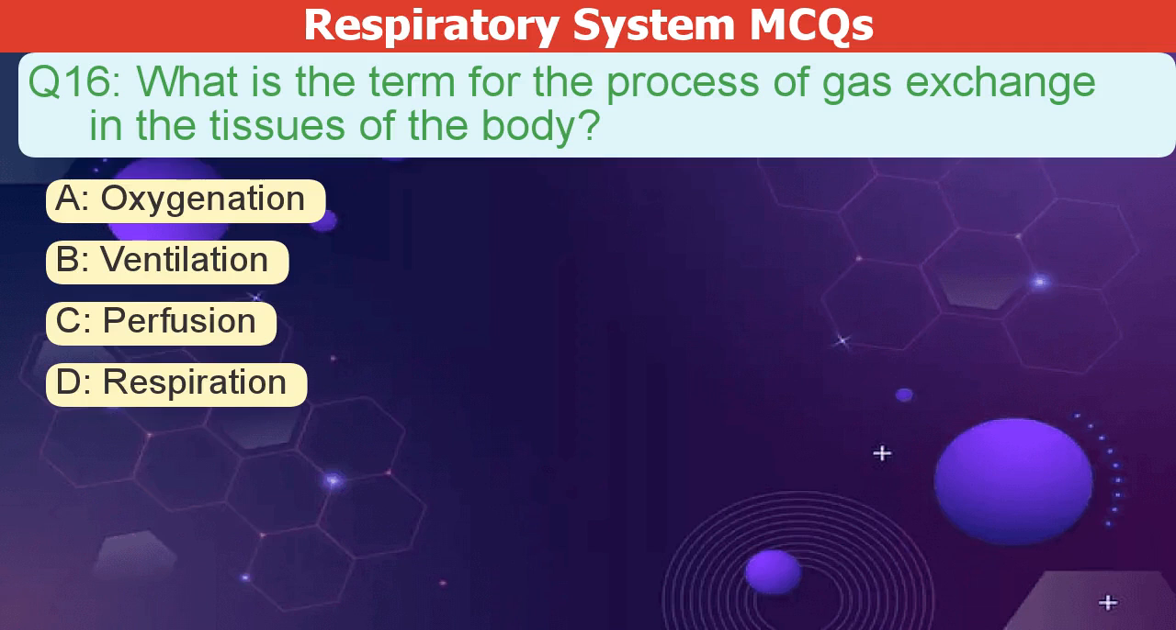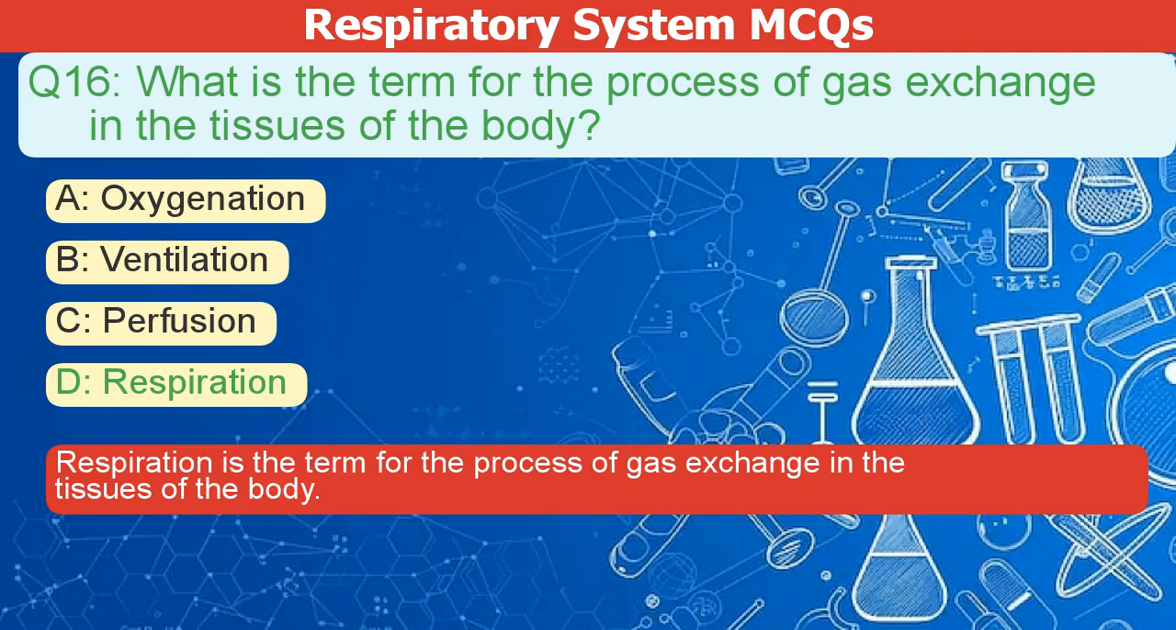What is the term for the process of gas exchange in the tissues of the body? A. Oxygenation. B. Ventilation. C. Perfusion. D. Respiration. The correct answer is D. Respiration is the term for the process of gas exchange in the tissues of the body.